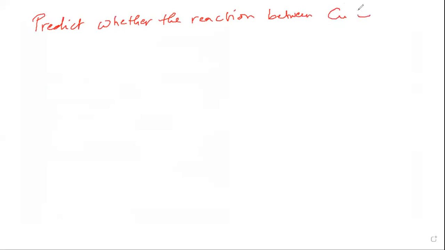Now it says predict whether the reaction between copper and sulfuric acid would take place. Okay, so we are going to write the two half cell equations. From where are we going to write them? We are going to write them from the data booklet.